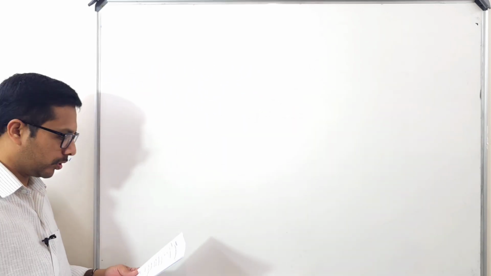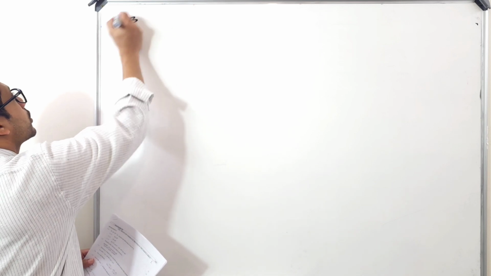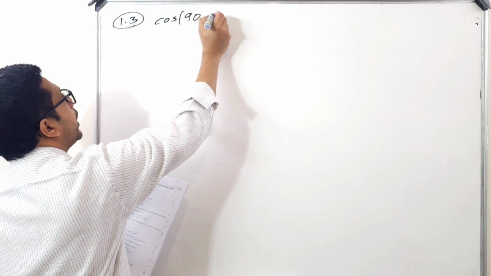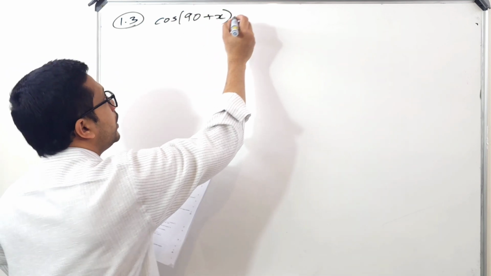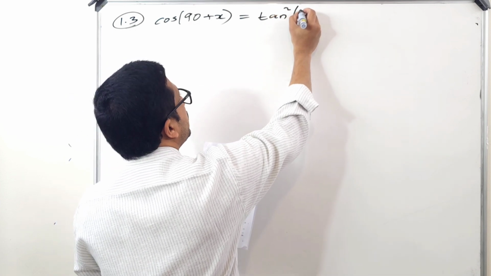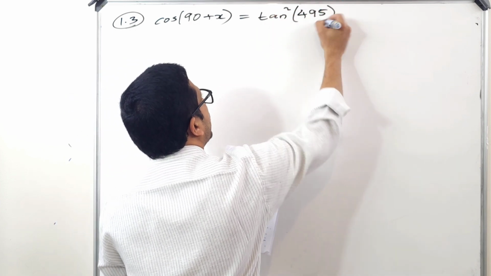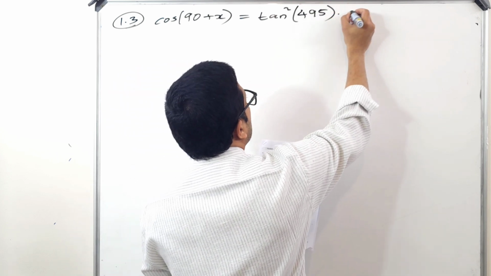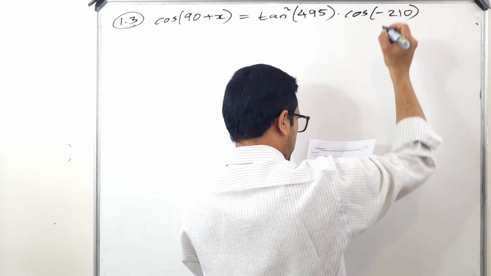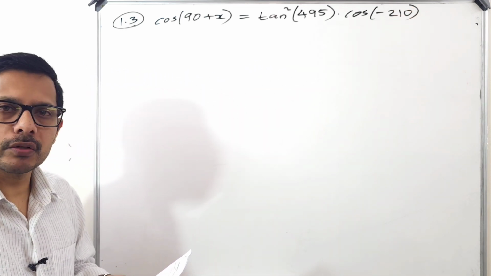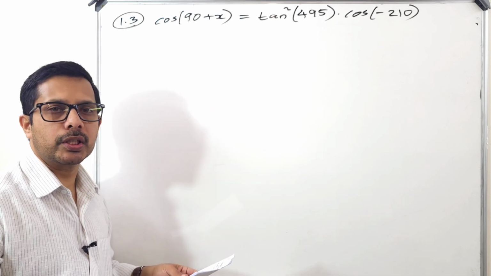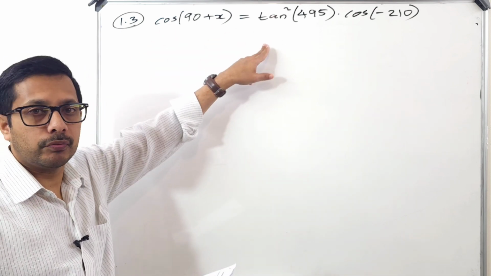Okay, let's move to the next question. Question number 1.3. What is that question? Cos of 90 plus x is equal to tan square of 495 degrees times cos of minus 210. Look at that question once more. Determine without using a calculator the general solution of the equation. So you have to find the general solution of this question.